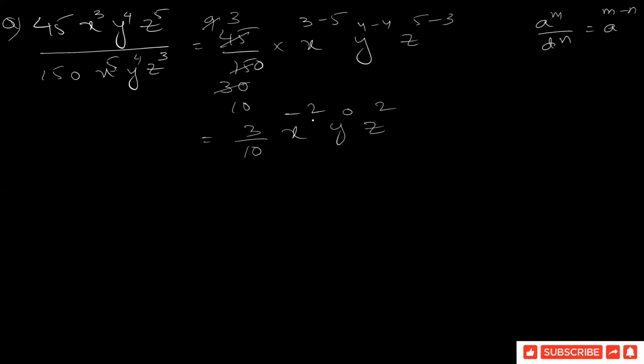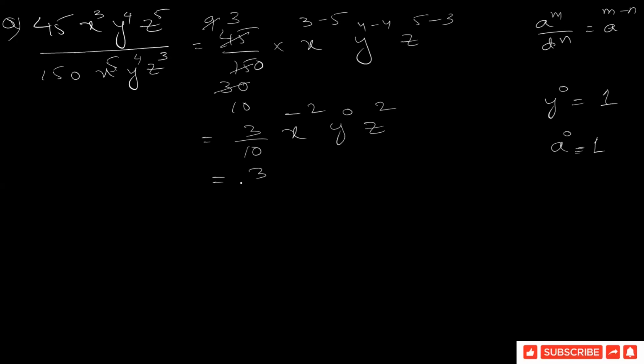So you can see that y power 0, this value will be 1, because another indices law is a power 0 will be equal to 1. No matter whatever the variable or whatever the constant or numeric value it is, if these all have a power 0, the whole value will be 1. So we can replace it by 1, or we do not write y power 0 anymore.